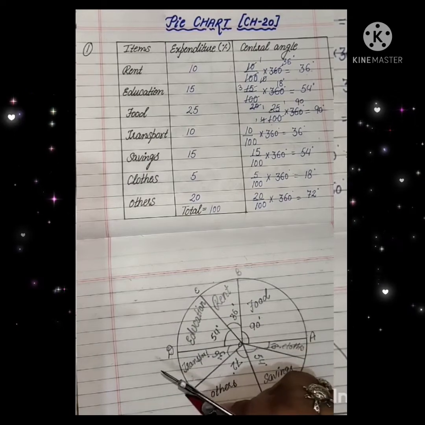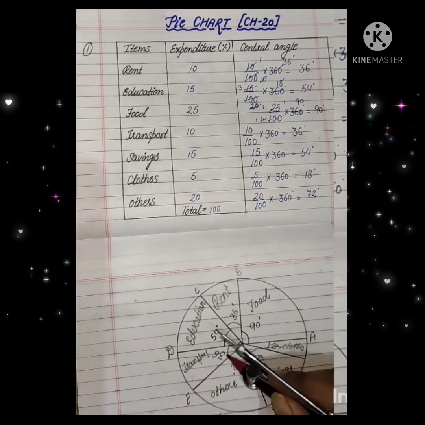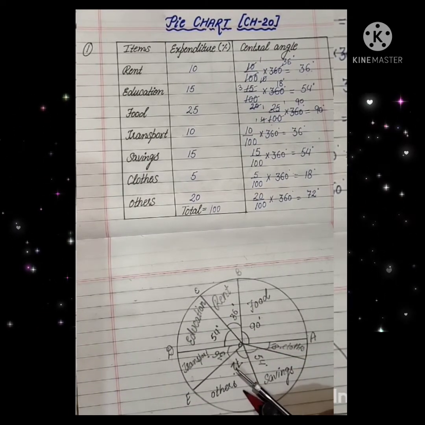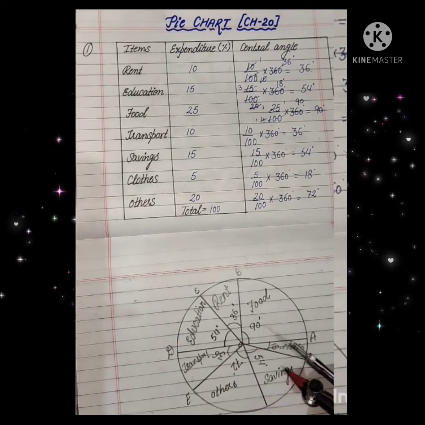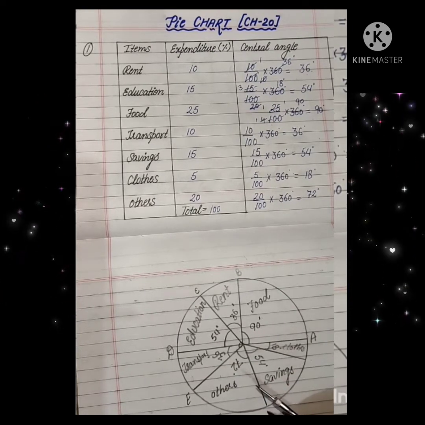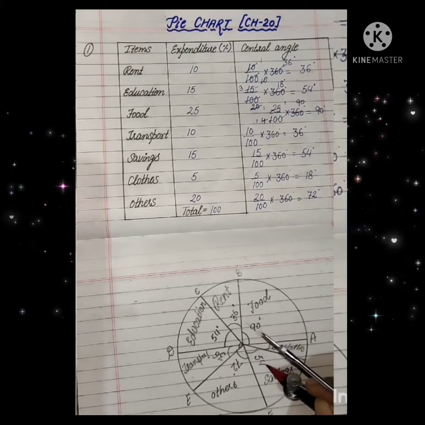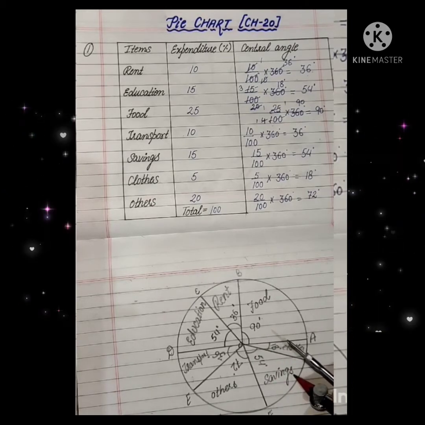Now, similarly, taking OE as the radius, draw an angle of 72 degree. This will represent expenditure of other things. And next, taking OF as the radius, draw an angle of 54 degree. This will represent expenditure of savings.